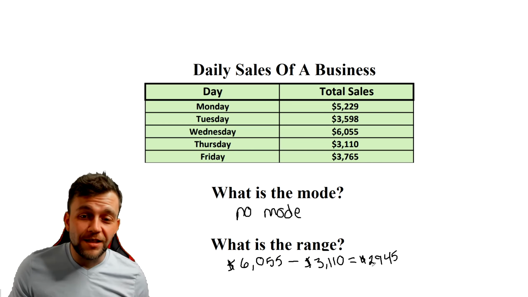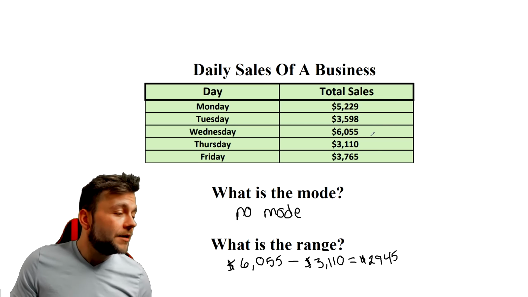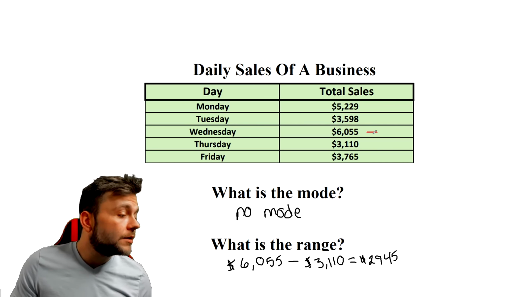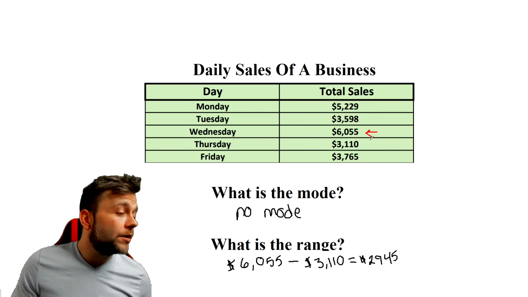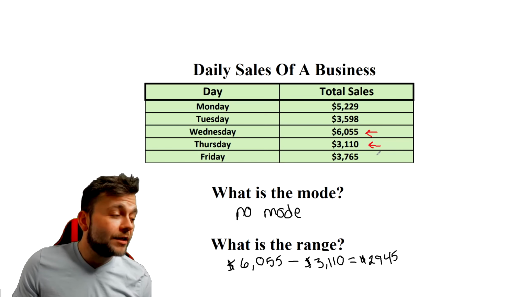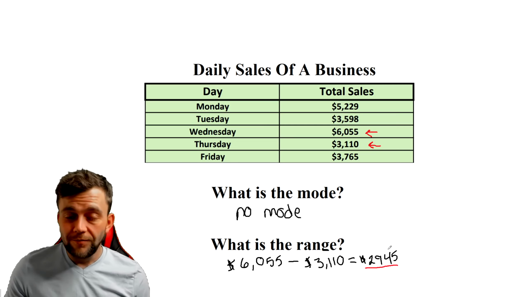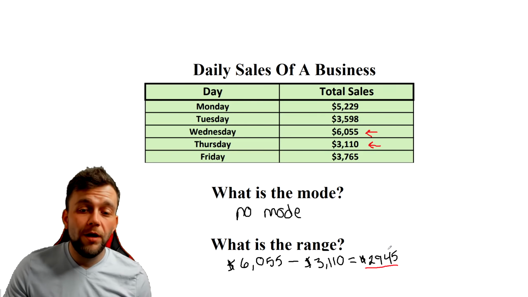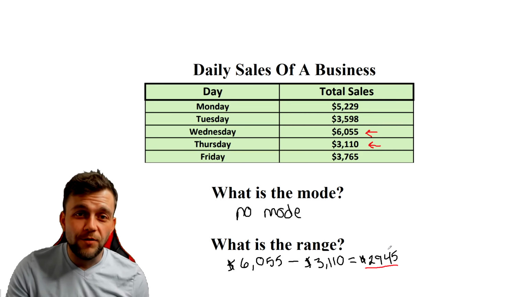Now I know that's easy, but let's just go through that. So I saw that this is the largest number in our data set, and our smallest number is right below it, 3,110. So when you subtract these two, you get 2,945. Pretty easy. Mode and range are the nicest statistics problems that you can get.